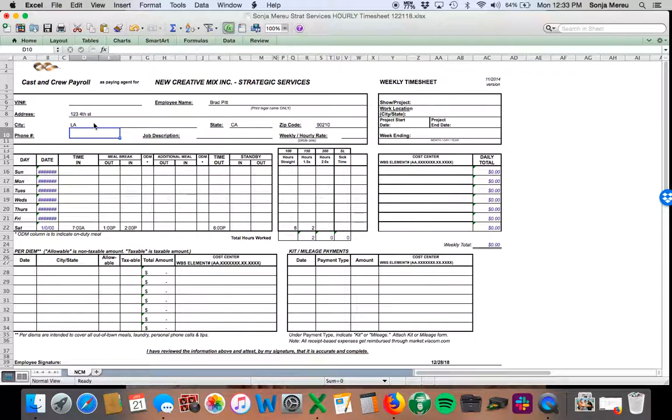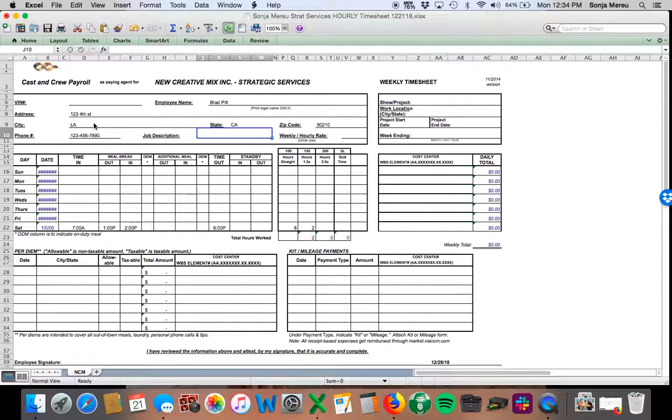And then again, your phone number. Always make sure to put all of your personal info and to write it legibly because this is how they'll send you your check and also how they will contact you if there's any issues with your time card. So just putting in some fake temp info.